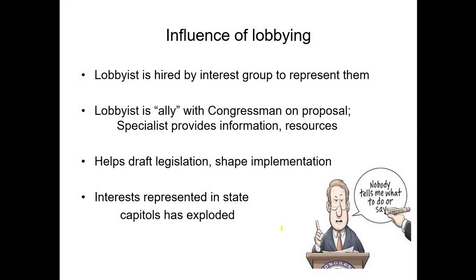Lobbyists are hired by the interest group to represent them to try to get those benefits. So even though there's a lot of opposition or controversy over the lobbying system, there are rules. People occasionally do cross the line into bribery, but for the most part, it's a rational concept in that the lobbyist is working with the congressman as an ally on any particular proposal.